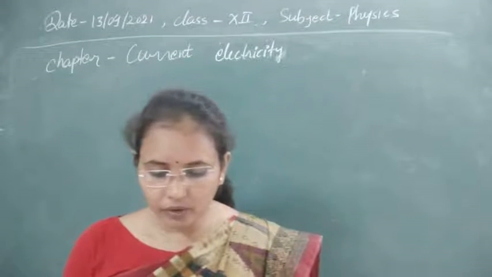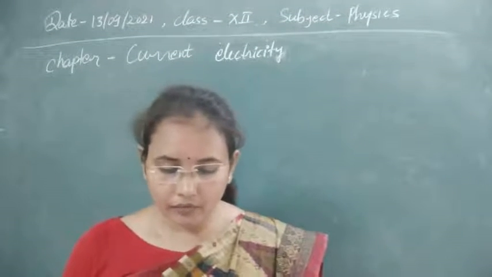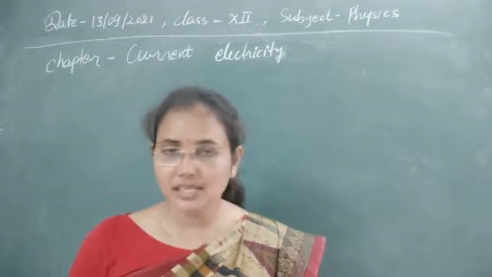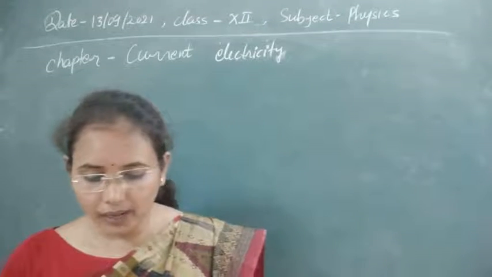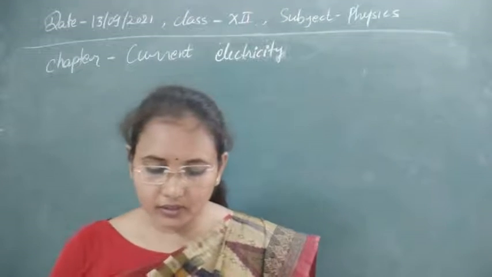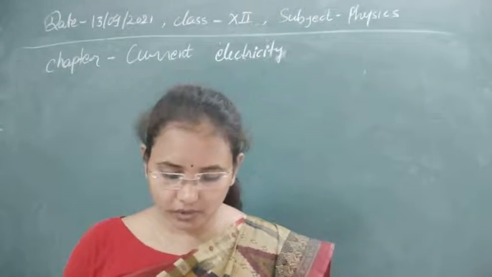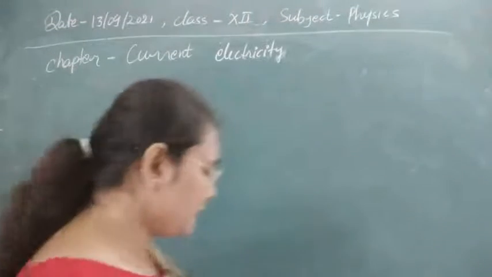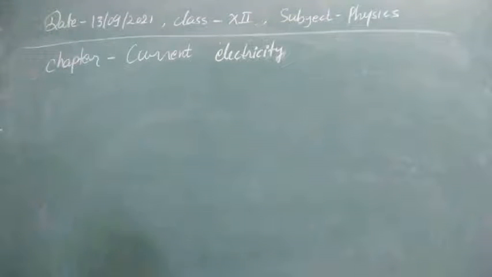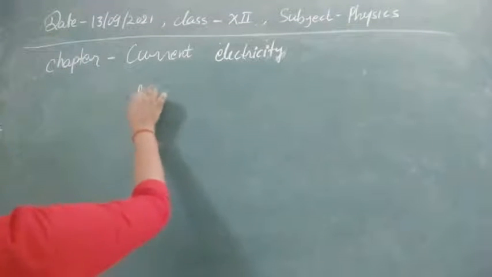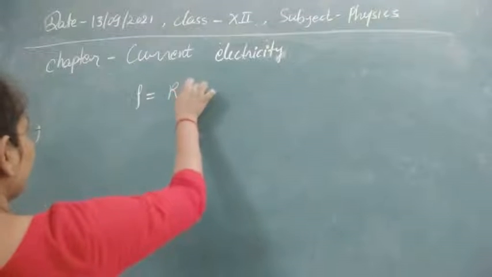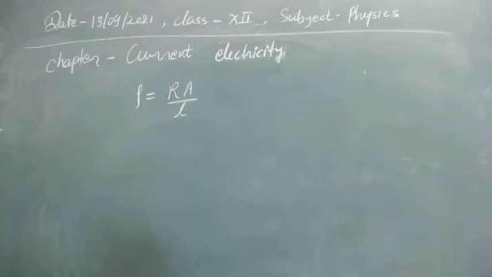A nichrome wire 1 meter long and 1 mm square in cross-sectional area draws 4 ampere at 2 volt. Then the resistivity of nichrome is what? As you know, the resistivity can be calculated by the formula rho is equal to RA upon L. If we use this formula, then we can find out the resistivity.